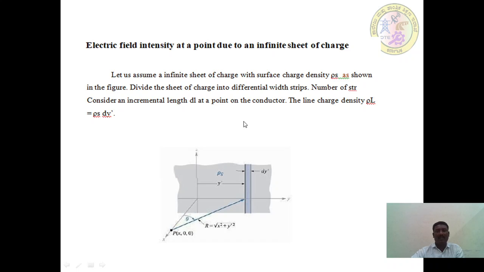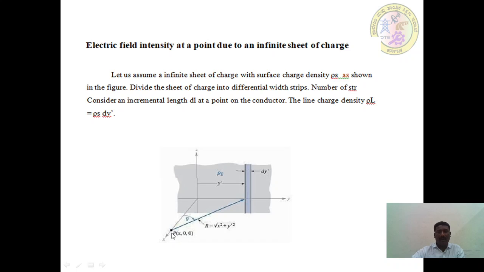The number of strips is considered. Consider an incremental length dl at a point on a conductor. The line charge density rho l is nothing but rho s into dy dash, where rho s is the surface charge density of the sheet and dy dash is the strip width to be considered here. Alright, rho l is equal to rho s into dy dash.